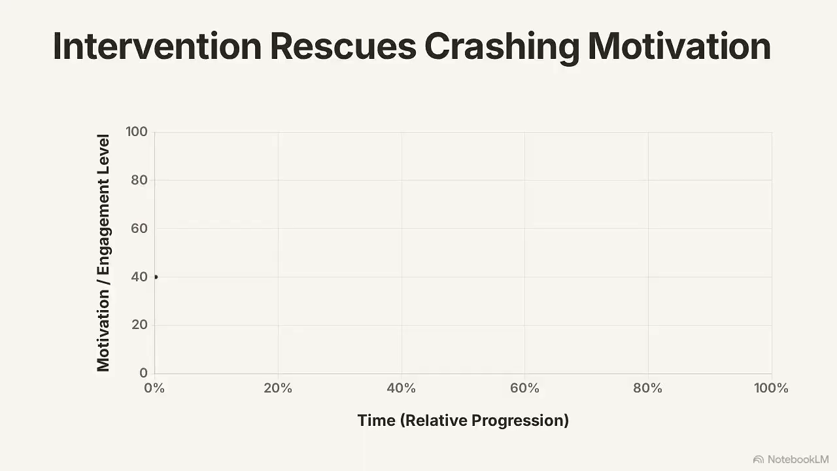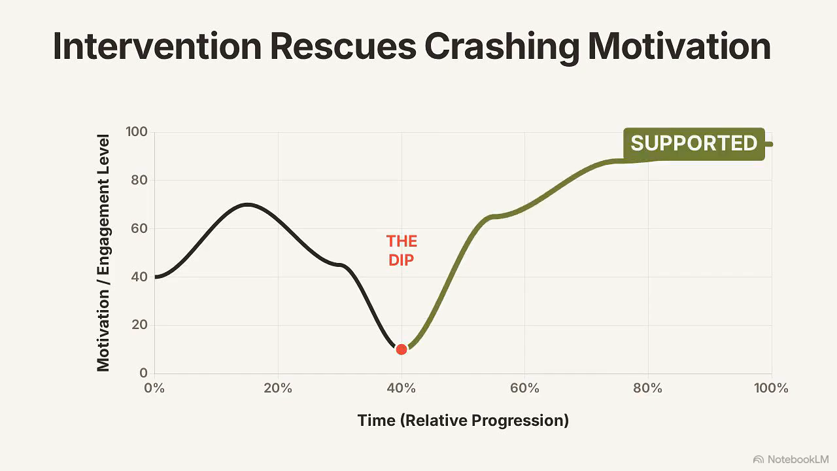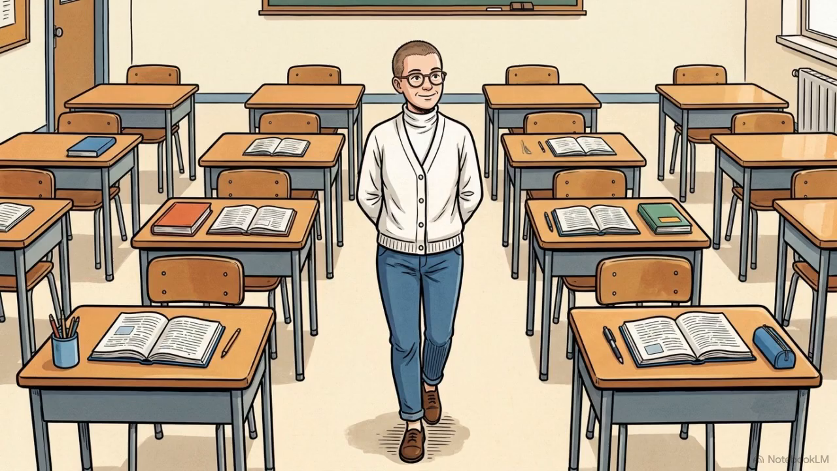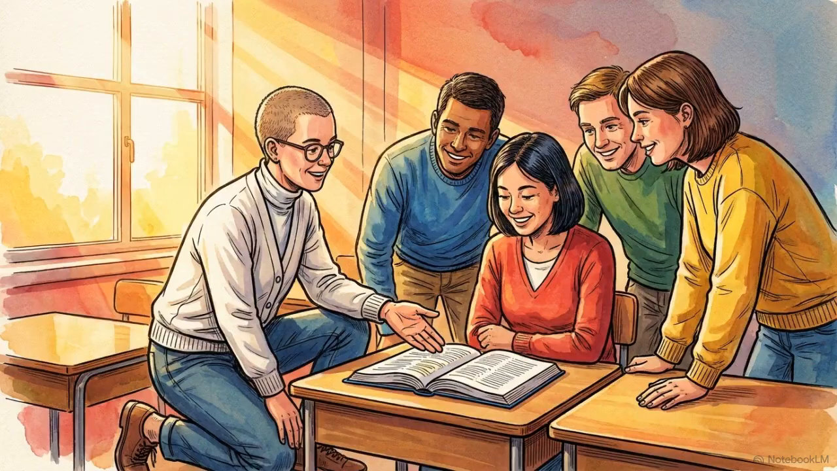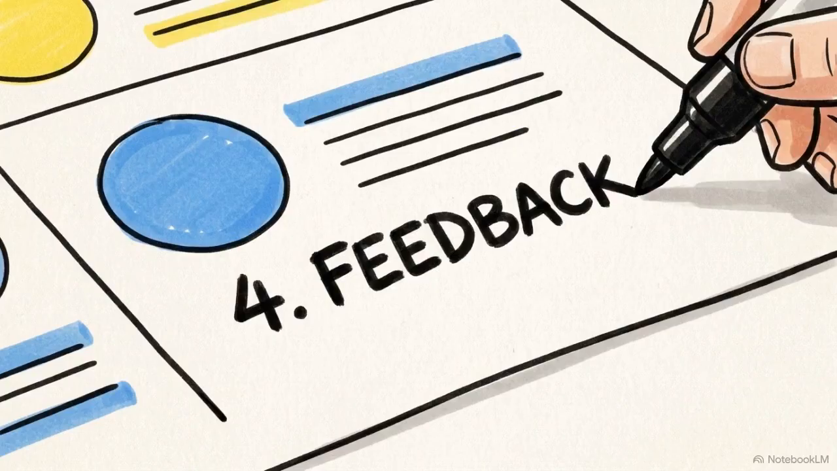If you deliver that external motivation at the right moment, the green line shows their motivation bouncing back up. If you ignore the dip, the yellow line shows their effort crashing completely flat. Mapping this dip in advance changes your role in the classroom. Instead of acting as a reactive disciplinarian trying to force a student to work, you become a proactive facilitator maintaining their momentum. Finally, we move to Quadrant 4.